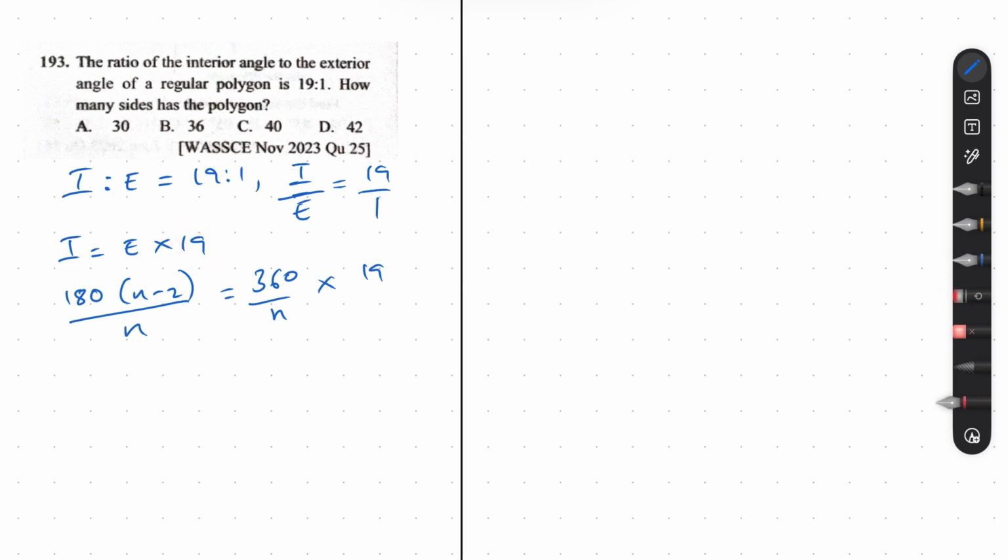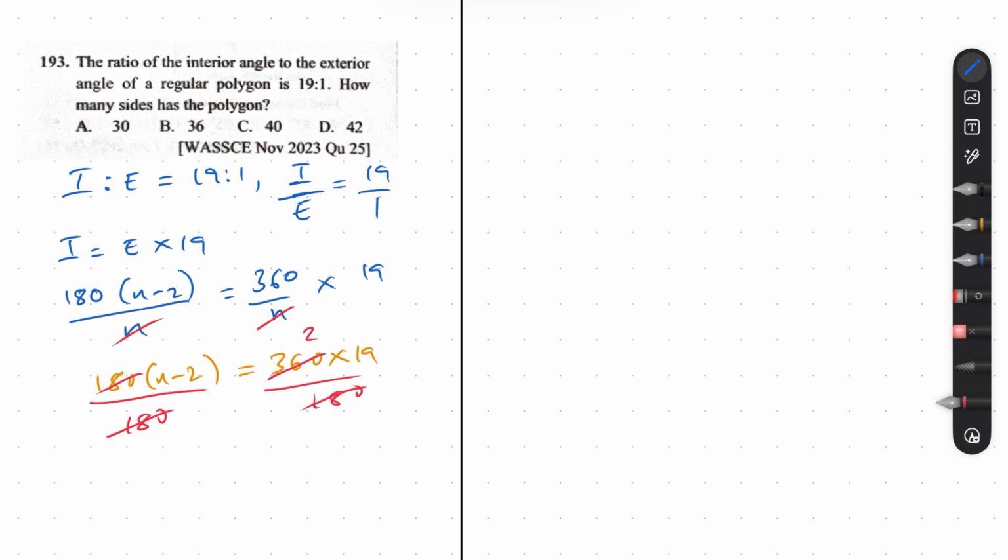This n cancels this n, and then we would have 180n minus 2 equals 360 times 19. Let's divide both sides by 180. So this will cancel this. 180 goes into 360 twice.